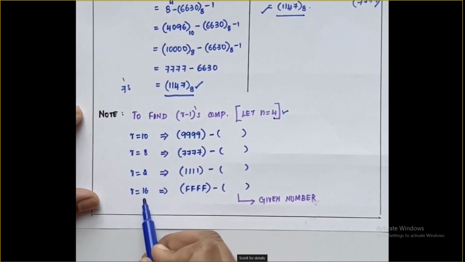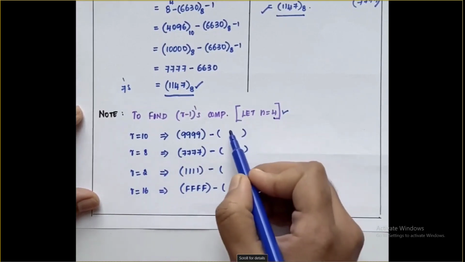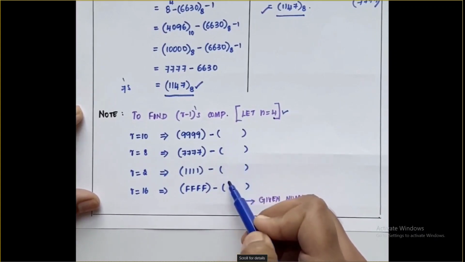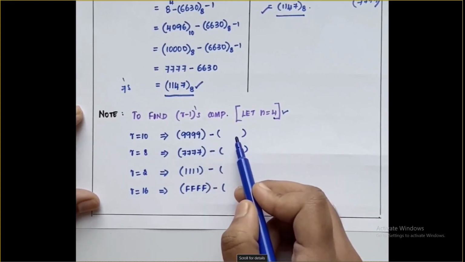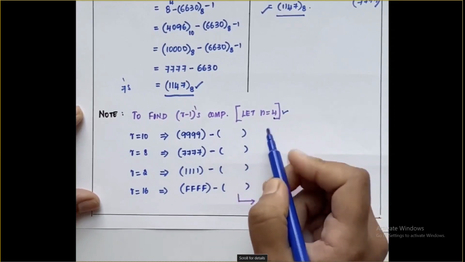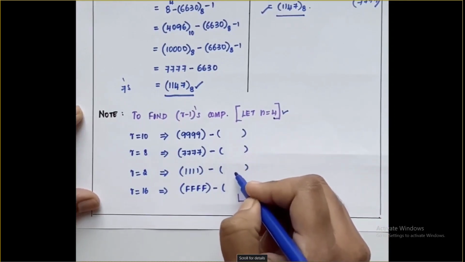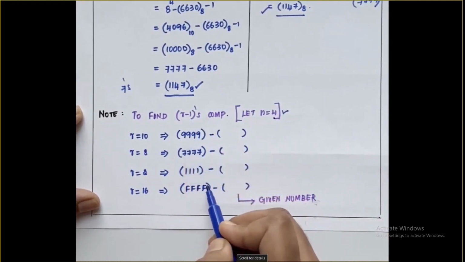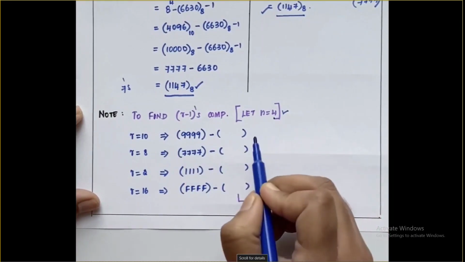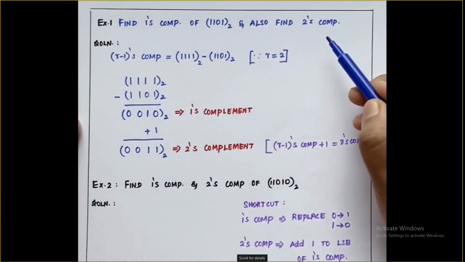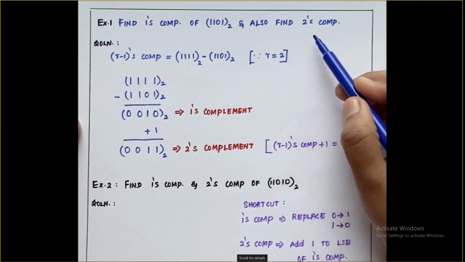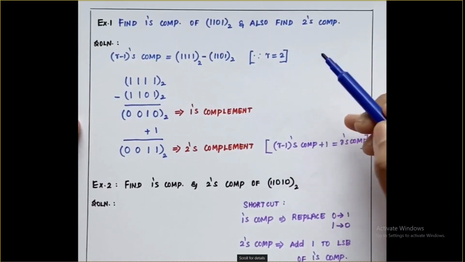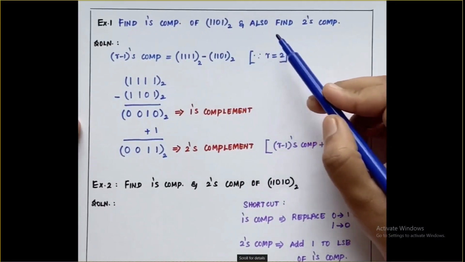For r equal to 2 and for r equal to 16, we have got similar values. We have to replace with the given number. We have assumed that the given number has 4 digits. So that is the representation here. After filling in the given number, we can perform this r minus 1's complement using this shortcut. Now let us solve one example to understand this concept even better. So the first example is find 1's complement of 1101 and also find its 2's complement.